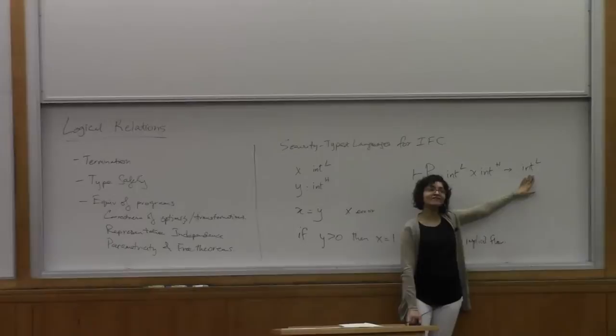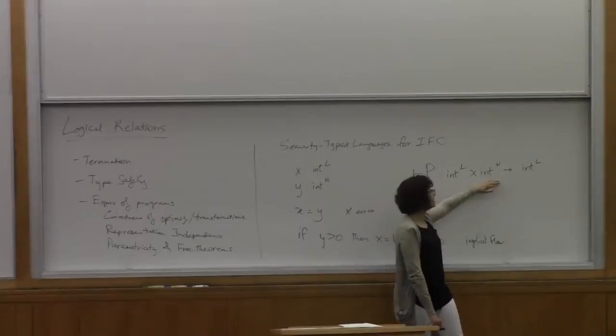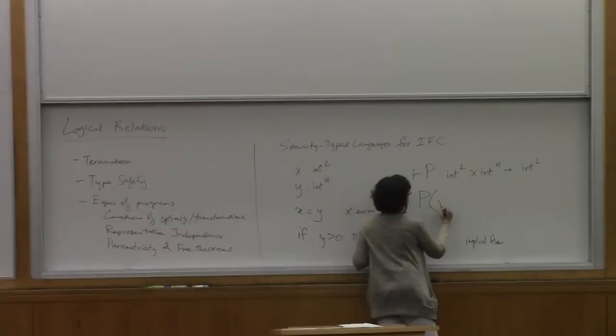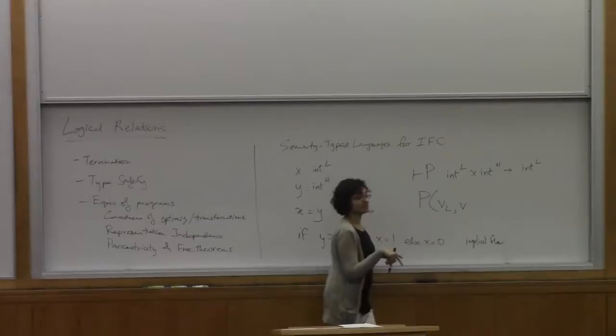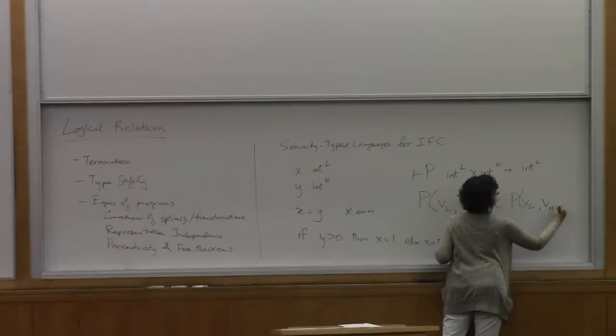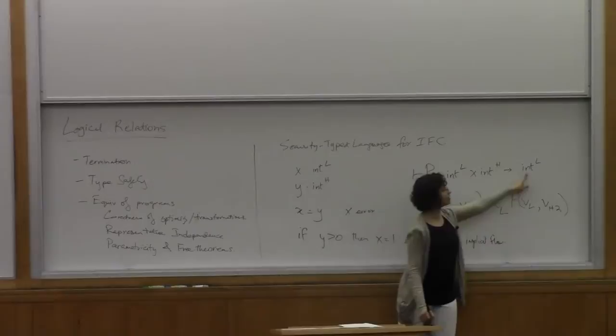For the output, it's not dependent on the high security input. Exactly, I want to say that the low security output does not depend upon the high security input. So, roughly speaking, the property that I need to be able to prove is that if I ran P twice, with the same low security inputs but different high security inputs. So here I'm going to use V low and VH1. And here I'm going to use V low, the same value for the low input, but a different high security input. I need to be able to prove that I always get the same low security output. The outputs of these two programs, which are going to be a low integer, have to be equal.